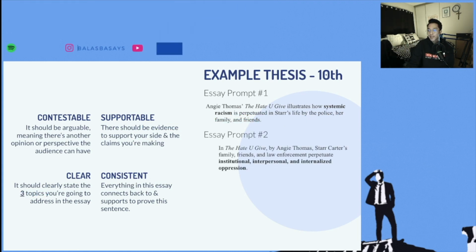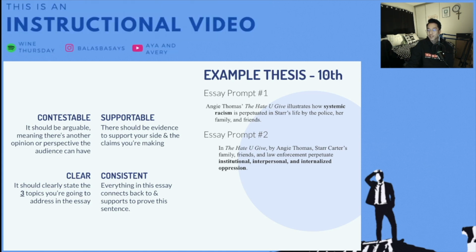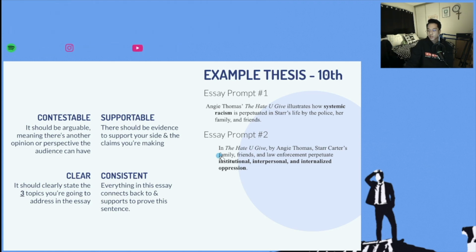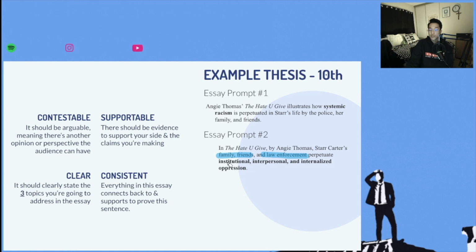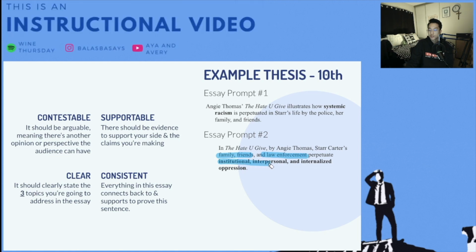What about prompt number 2? In "The Hate You Give" by Angie Thomas, Star Carter's family, friends, and law enforcement perpetuate institutional, interpersonal, and internalized oppression. So this one's a little more multi-layered. Again, this writer is arguing that Star's family, friends, and the law enforcement perpetuate, specifically the 3 topics here, institutional, interpersonal, and internalized oppression. So again, it is falling in line with contestable, supportable, clear, and consistency.